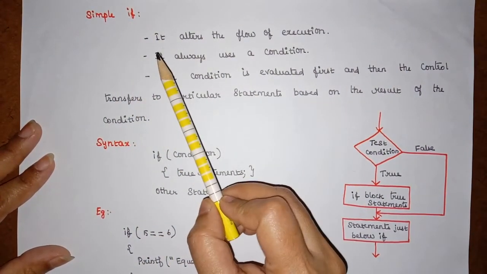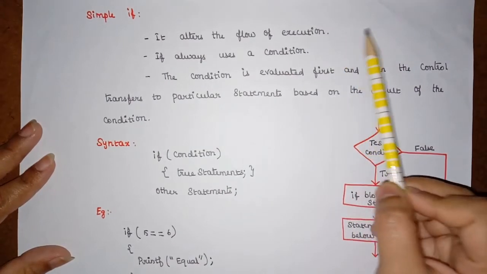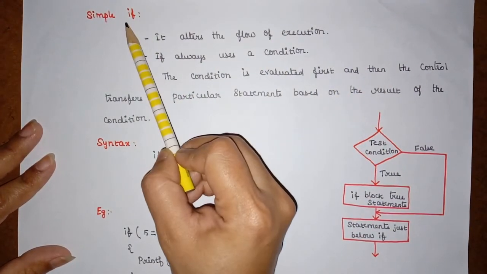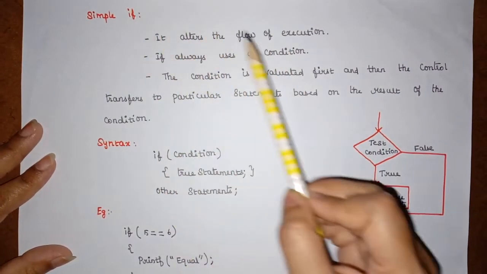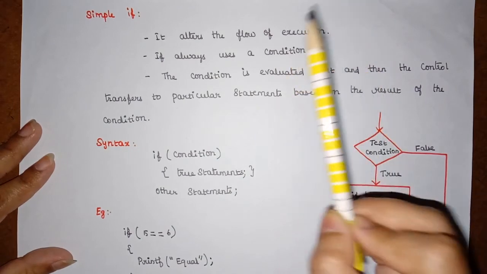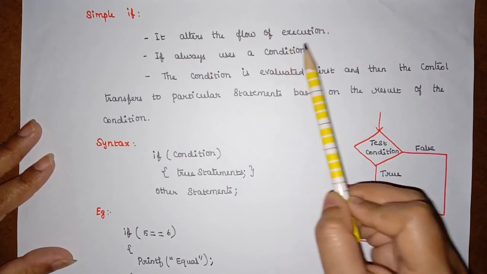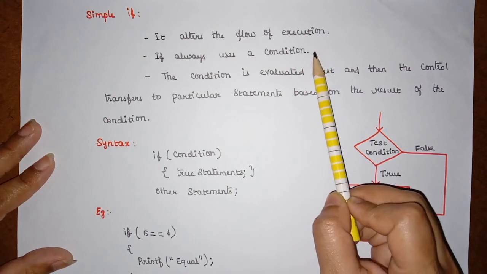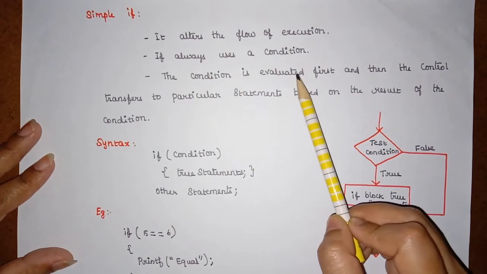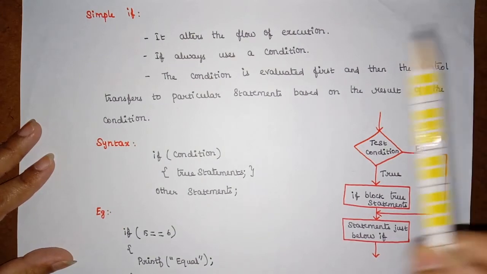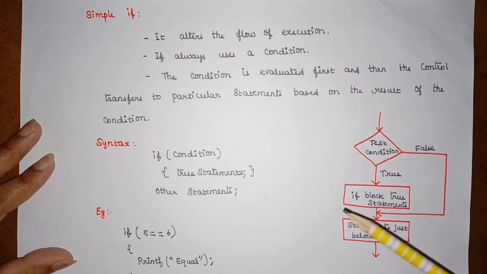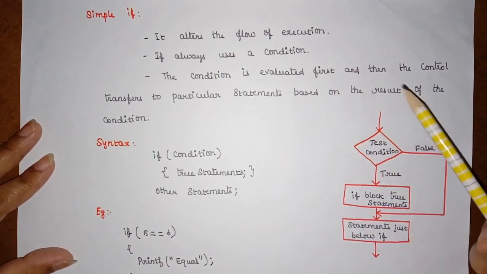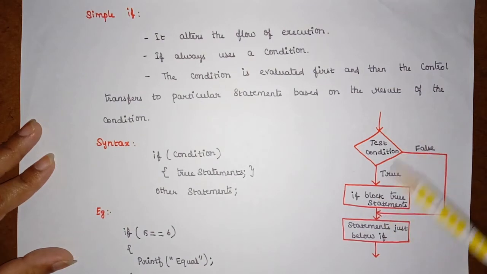This simple if statement alters the flow of execution, and whenever we are using if, it will always be associated with a condition. The if statement always uses a conditional statement, and based on the evaluation of the condition, the control will transfer to a particular statement. That is, if the condition is evaluated and it returns true, then it will execute some particular statement, and if it is false, it will move to the other statement in the program. So based on the result of the condition, the statements will get executed or the path will be chosen.